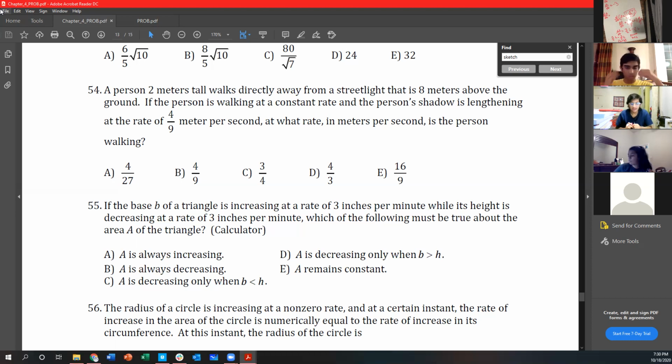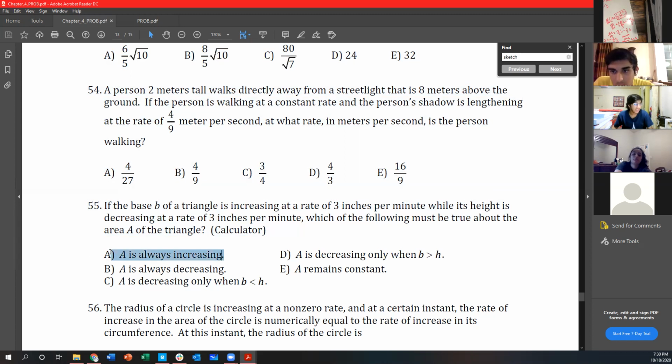I'm really looking at h minus b. If h minus b is positive, then dA/dt is positive, and therefore A is increasing. So h minus b will be positive if b is less than h, and it'll be negative if h is less than b. Which of my answer choices matches what we just discussed?